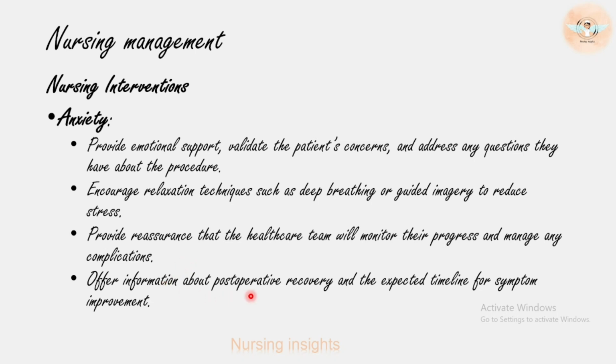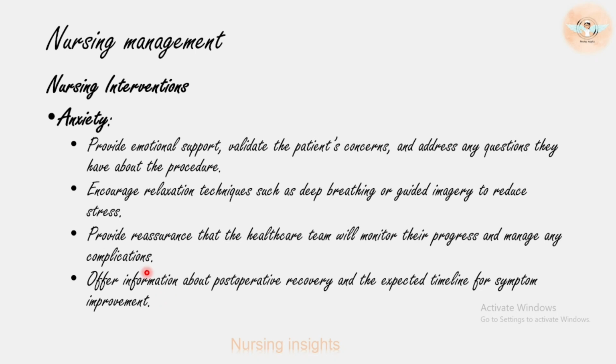Offer information about postoperative recovery and the expected timeline for symptom improvement. If a patient is admitted and has already had the surgery, and does not know when they will be discharged, it will increase their anxiety. So we should tell the patient the expected timeline for improvement, like when they can go home and when they will be back to normal life. All this information we can give to the patient, as this is the nurse's responsibility.